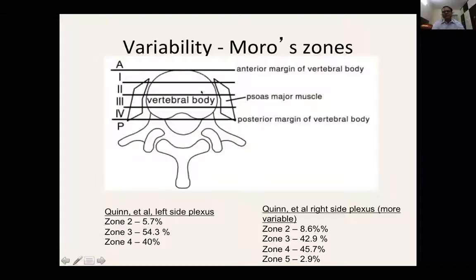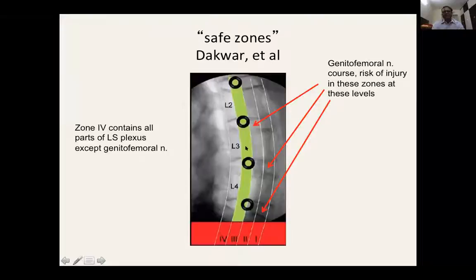So if one enters from the left side, zone 2 has only 5.7% incidence of plexus injury, whereas on the right side it is only 8.6% in zone 2. Whereas zones 3 and 4 have a very high incidence of plexus injury. So one has to avoid zones 3 and 4 when one does an extreme lateral interbody fusion. Now, if you look at the lateral X-ray, this is the ideal entry point to avoid zones 3 and 4 and always go in zones 1 and 2.